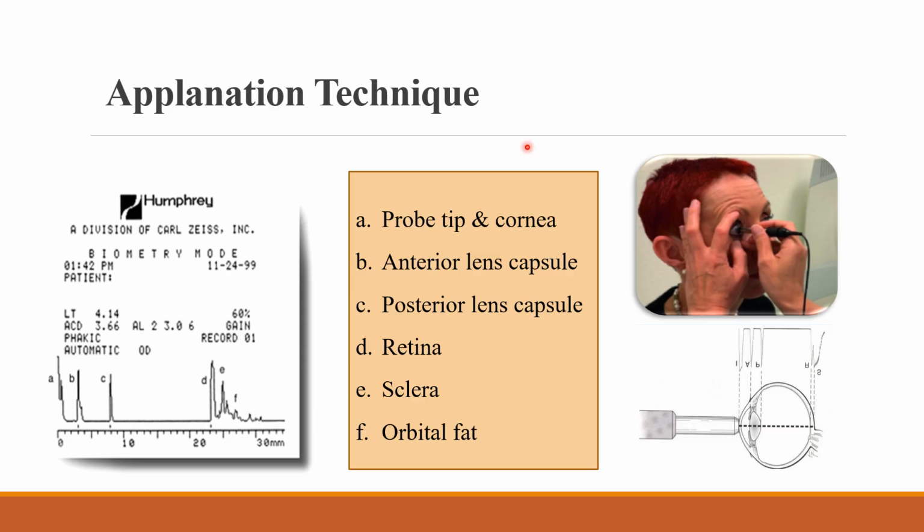Here the picture shows the applanation technique. The probe touches the cornea. Here is the cornea, and this is our probe. And here is the scanned print, and we can see the spikes of probe tip and cornea. A indicates the probe tip, and B indicates anterior lens capsule, C indicates posterior lens capsule, D indicates retina, E indicates sclera, and F indicates orbital fat.